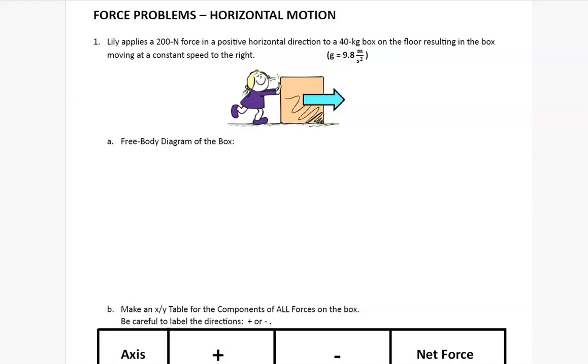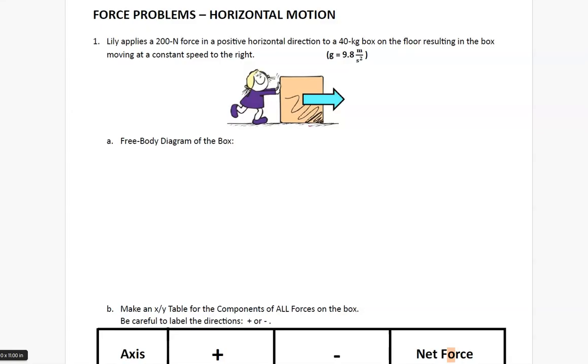It says, number one, Lily applies a 200 Newton force in a positive horizontal direction. Okay, what does that mean? It means she's pushing it to the right. Okay. And it says it's applied to a 40 kilogram box. What does that tell you? Well, if you see kilograms, remember that's the unit for mass. So 40 kilograms is your mass. So we'll write that down. Mass equals 40 kilograms.